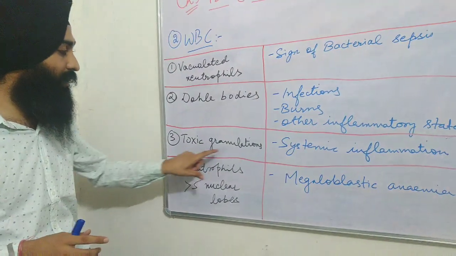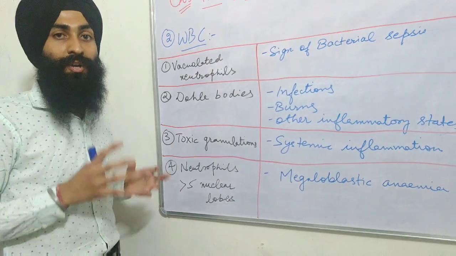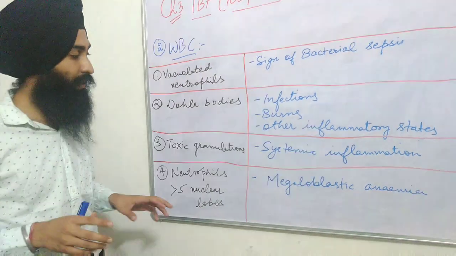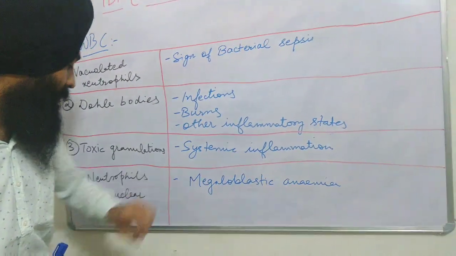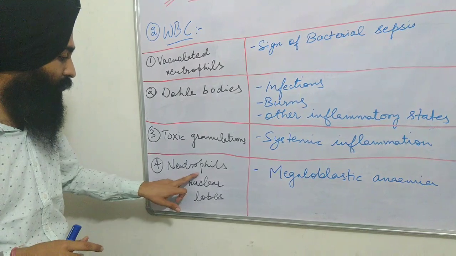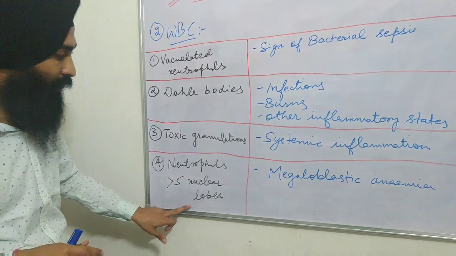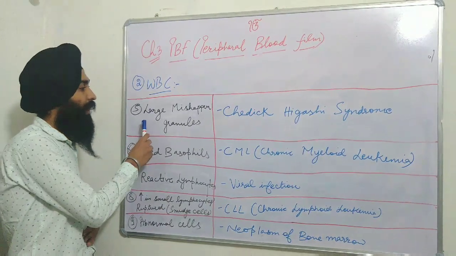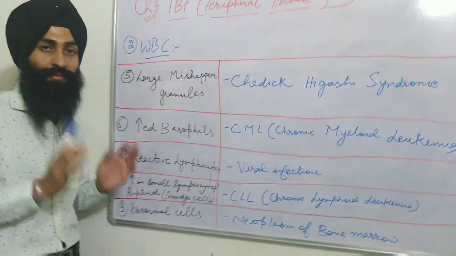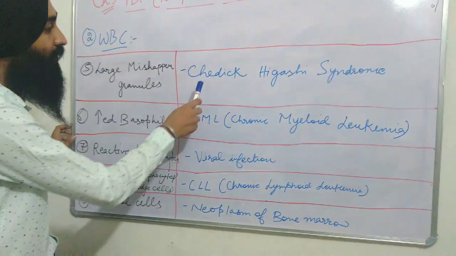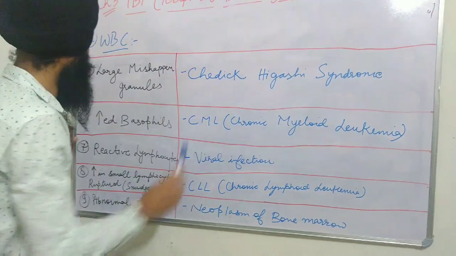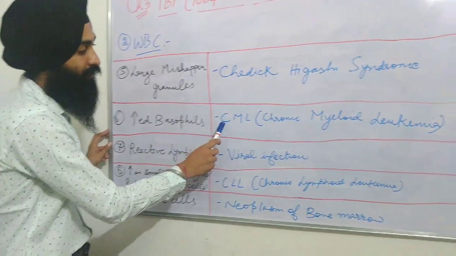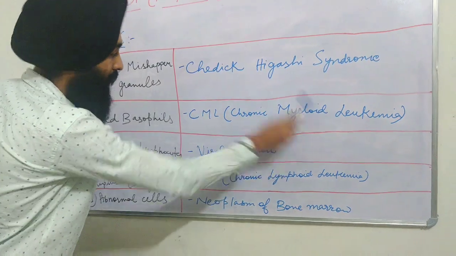Third one is toxic granulations. Toxic granulations are what? Neutrophil granulations which are blue darker stain. These are shown in systemic inflammation. And the fourth one is neutrophils with more than 5 nuclear lobes that are seen in megaloblastic anemia. Fifth one is large misshapen granules which are found in a very rare syndrome, that is Chediak-Higashi syndrome. Sixth is increased basophils. They are found in CML, chronic myeloid leukemia.